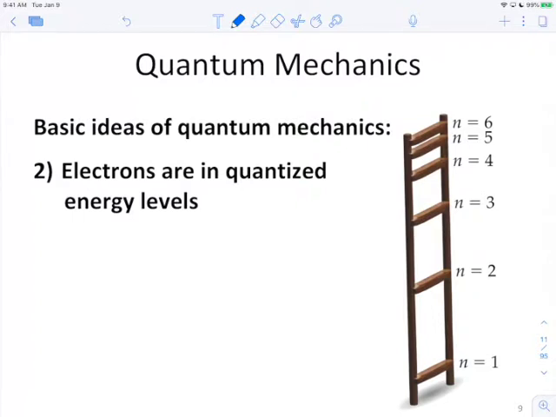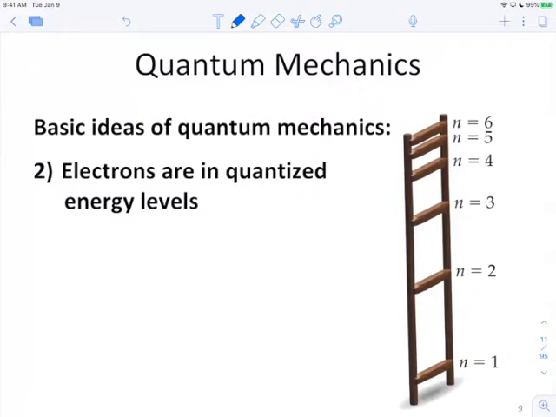All right, so here we're looking more at quantum mechanics, and here are the basic ideas of our quantum mechanics. And first off, electrons are quantized. So you've probably heard of quantum physics, and that kind of freaks people out sometimes because they think that's a big, scary word. But what I'm going to show you is what quantum really means, especially for us in chemistry.